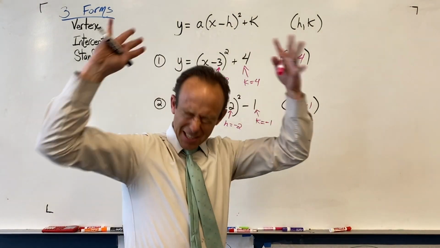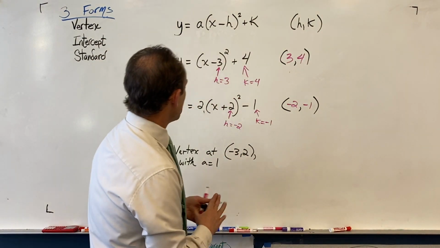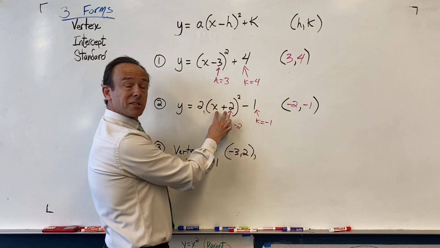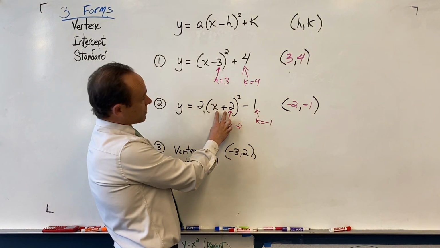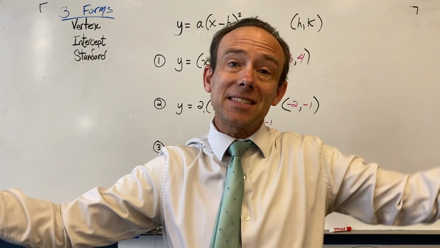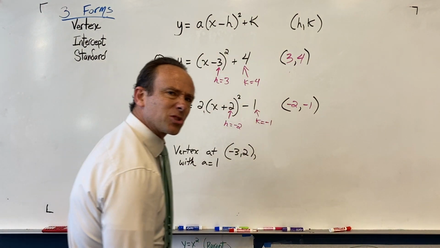If you conceptually know what's going on, the vertex is always when the square is 0. So -2 happens to make that 0. And when it is 0, y is -1. It kind of just all makes sense, I guess. But let's stick to mathematical structure.